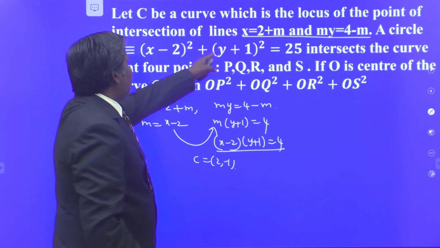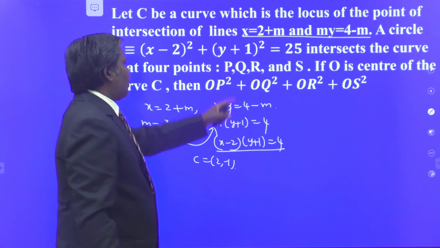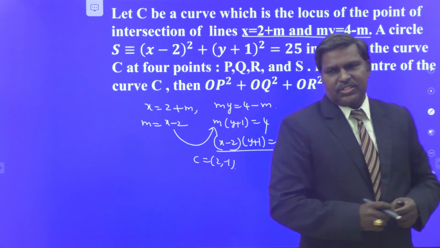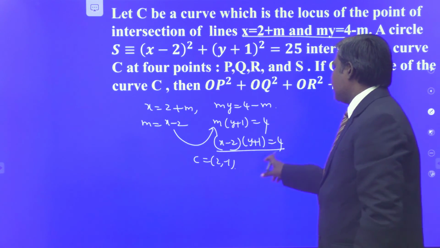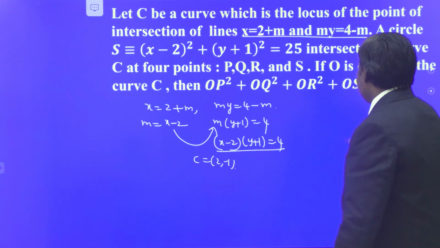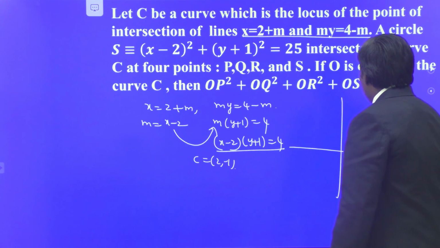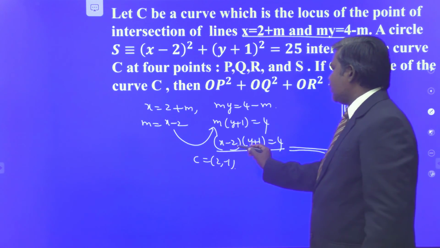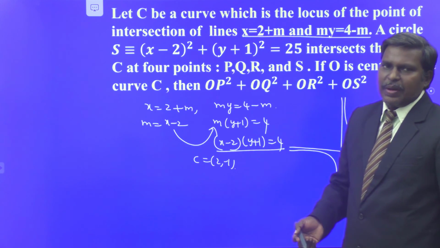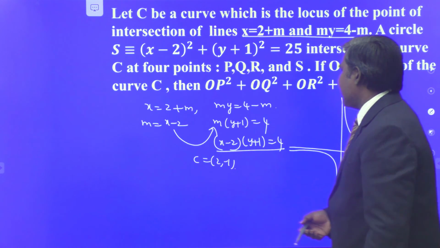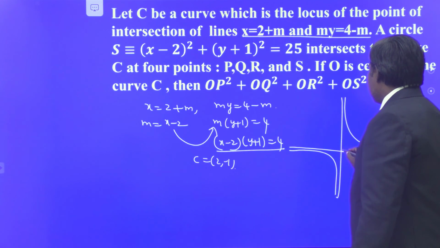Understand? What is the center of the circle here also? (2, −1). So both curves have the same center, that is (2, −1). So this is a rectangular hyperbola. Why is it a rectangular hyperbola? It is of the form xy = c square. Its asymptotes are x = 2 and y = −1. They are perpendicular to each other. In a rectangular hyperbola, the asymptotes always make an angle of 90 degrees. This is the center here, (2, −1).